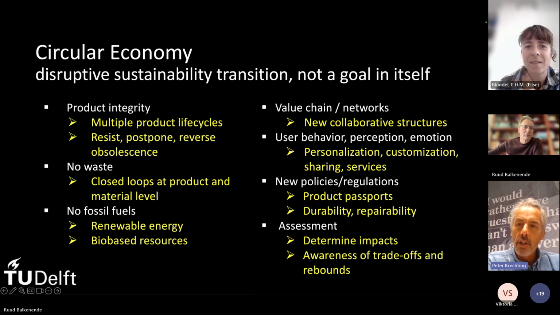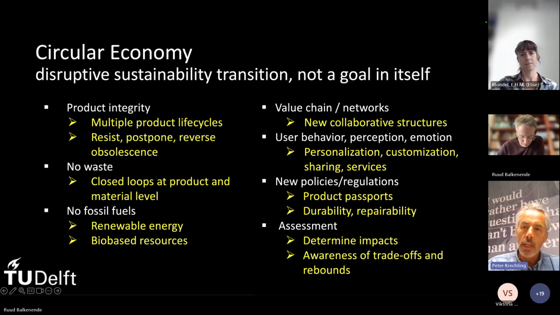Yes, thank you for your talk, Ruud. We see a lot of opportunities, but sometimes it collides with the interests of companies. For example, repair focuses on reusing products at a high value level. For companies, that's not interesting because that diminishes their opportunities to sell new products. And as disposal is easy and cheap, it's not an interest.